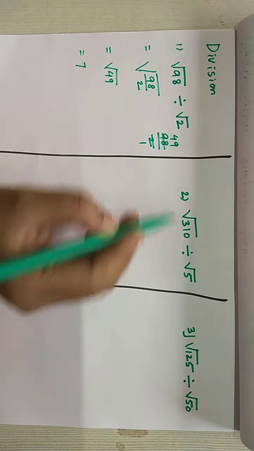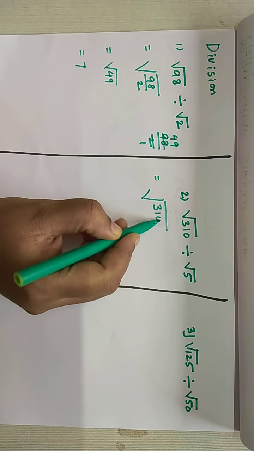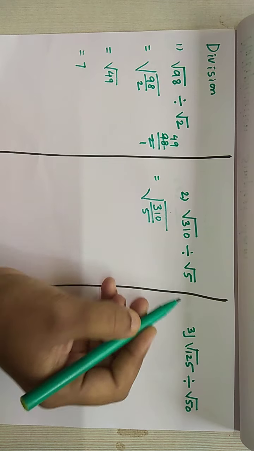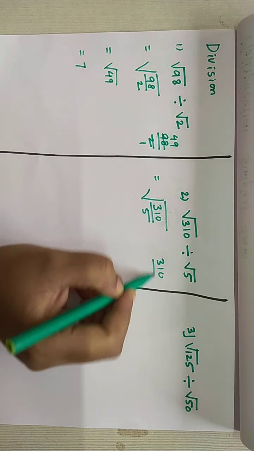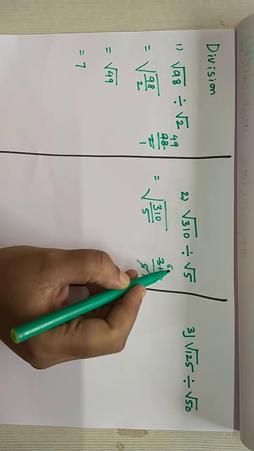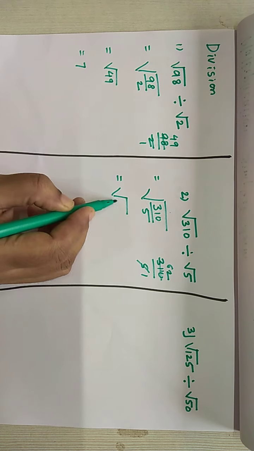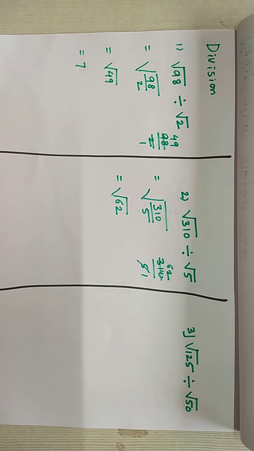Now root 310 divided by root 5. This will be root of 310 upon 5. Let's cancel 310 by 5. 5 1s are 5, 5 6s are 30, 1 carry, 5 2s are 10. So the answer over here is root of 62. Now 62 can be reduced further if you try. Let's try and see whether 62 can be reduced or not.